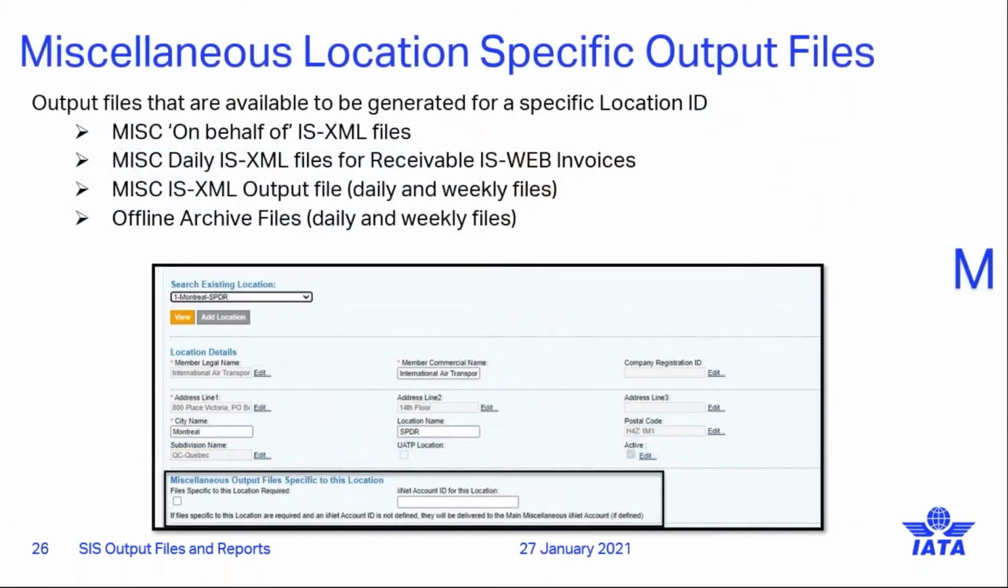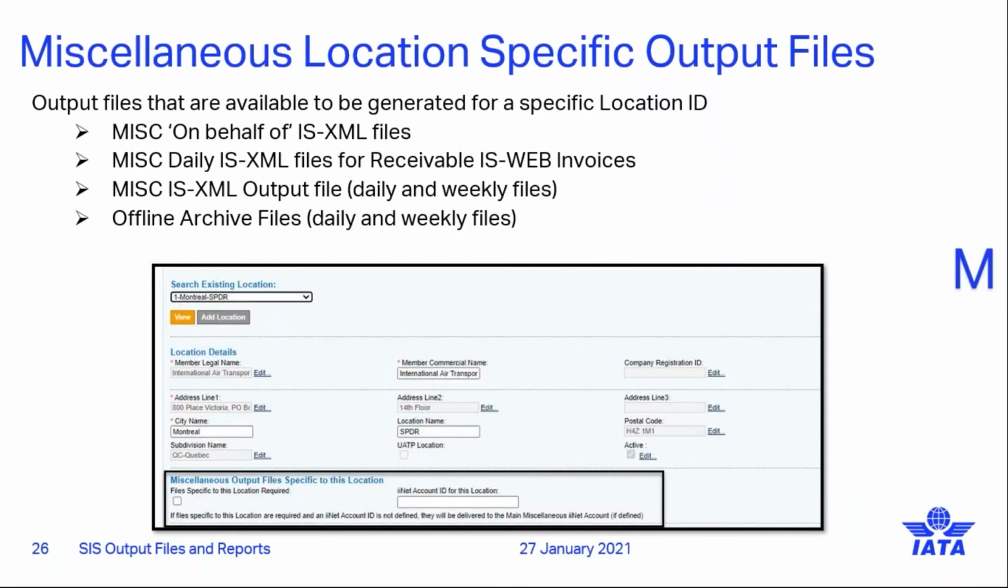So as you can see here, once you define your location ID in the member profile, you will be able to receive from SIS these types of output files. All these four are offered for your specific IINet ID to those specific location IDs of your choice. This feature allows you to choose for which location ID you would like to receive separate output files and to which IINet account these files will be sent.